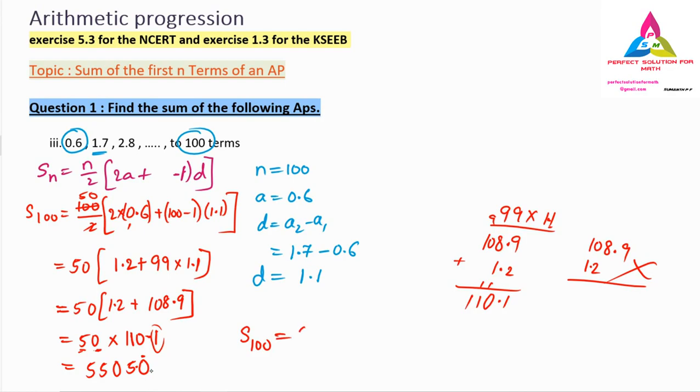S100 is nothing but 5505, and this is our final answer. The 0 after the point we can neglect, because a 0 after the decimal point can't be considered. So directly we can write it this way. This is our answer for the third sub-question, where they told you to find S100, and this is our final answer.